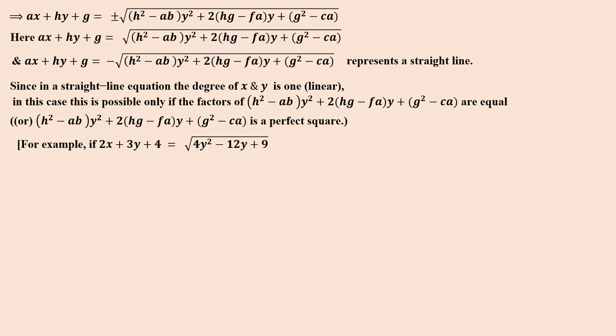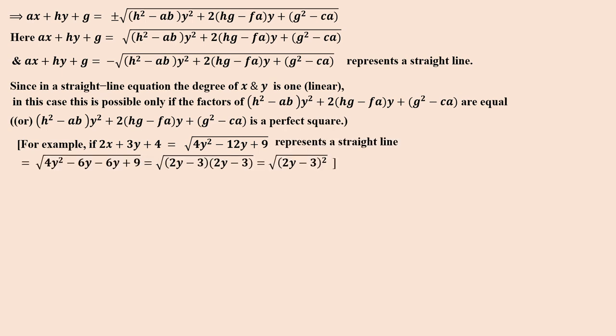So for example, 2x plus 3y plus 4 equal to 0, just see the example, root of 4y square minus 12y plus 9. This represents a straight line. That means root of 4y square minus 12y plus 9, we are factorizing. So 2y minus 3 into 2y minus 3. So we will get root of 2y minus 3 the whole square. So this is a perfect square. So you will get 2y minus 3 only. Square root of 2y minus 3 the whole square is 2y minus 3. So what is the power of y? 1. So linear factor. So this is the possible case.